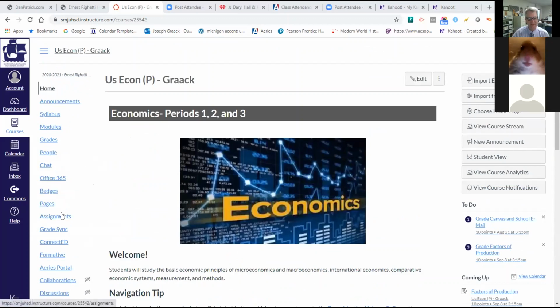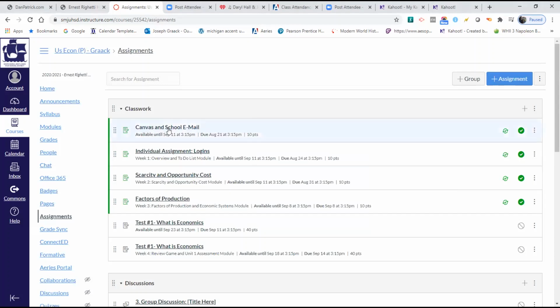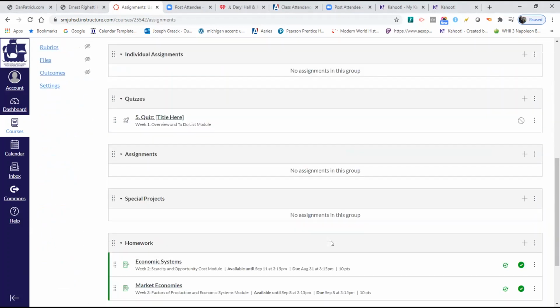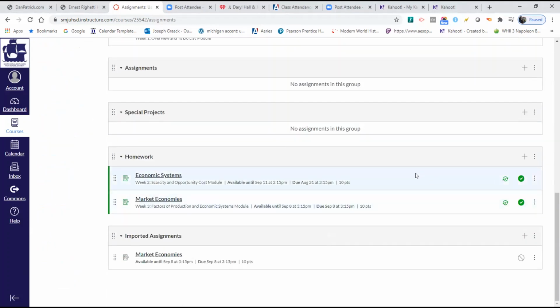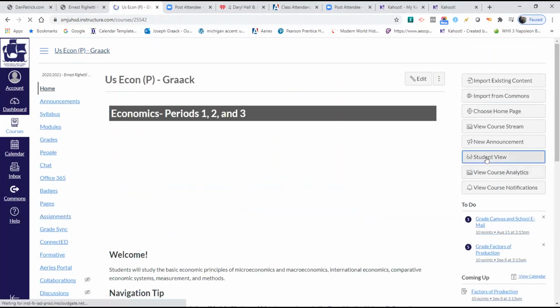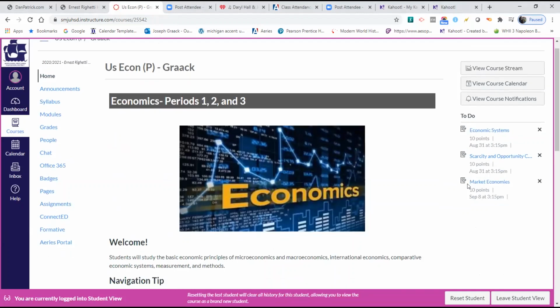If you click on the assignments tab, you'll see that everything is still available. This all opens up here at the end of the review. These two items here on Edmentum are still ready and available. And if you are at your home page, we'll go to student view here. Economic systems is still available. Scarcity and opportunity cost is still available. Market economies are still available.